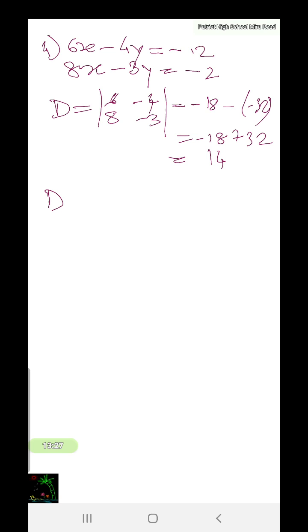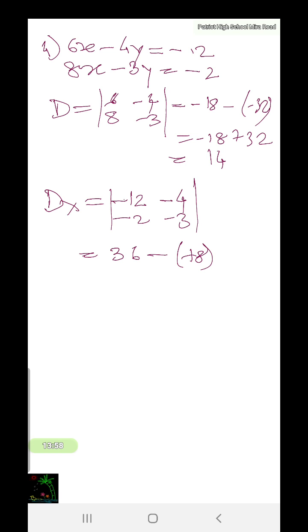Now finding Dx, we bring the third column to the first place, so it will be minus 12, minus 2 and this will be minus 4, minus 3. So the product of two negative quantities is positive. 12 threes are 36, minus again product of two negative quantities will be positive, so it will be plus 8. So 36 minus 8, which is 28. Dx will be 28.